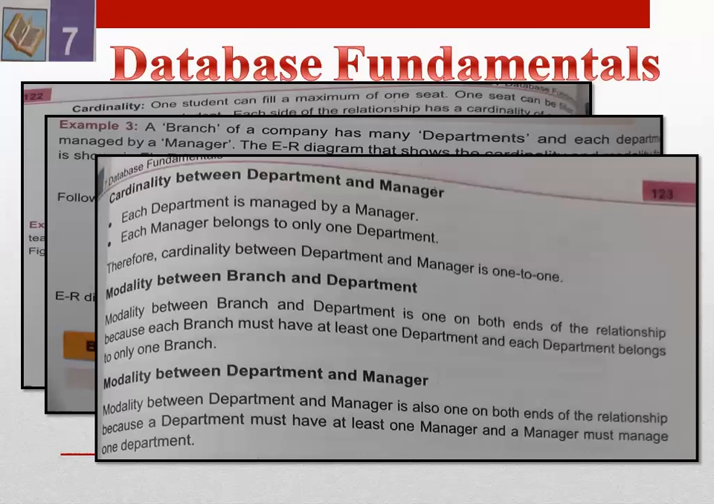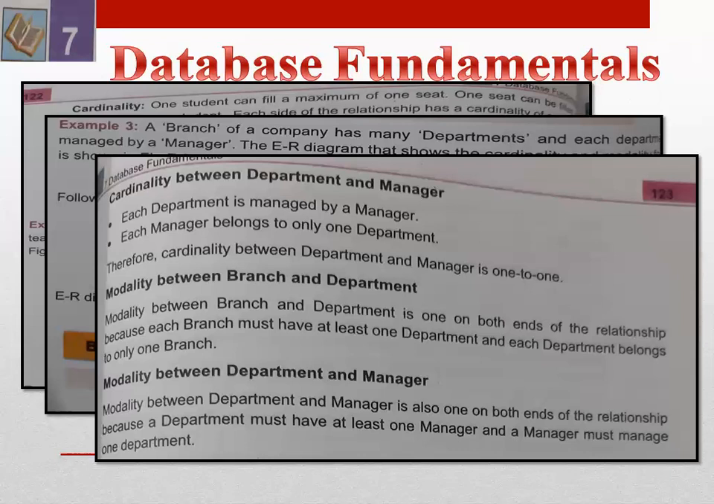So here is the cardinality between the branch and the department, and the cardinality between department and the manager. Each branch has one or more departments, and one department can only be in one branch. And each department is managed by a manager and each manager belongs to only one department. So therefore cardinality between department and manager is one to one.